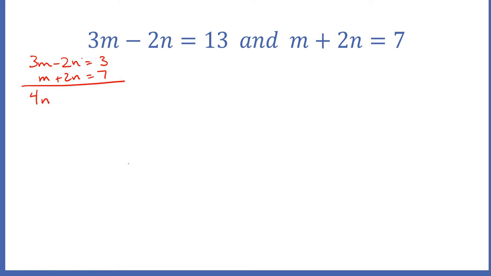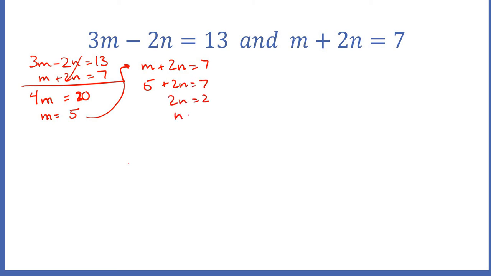Add my equations. 4m equals 20, so m equals 5. Then I'm going to substitute that back into one of the other equations. I'm going to use the bottom one this time. It's a little simpler equation. So plugging in 5 for m, I get 2n equals 2 and n equals 1. So the ordered pair would be 5, 1. And again, you can check it in both equations.